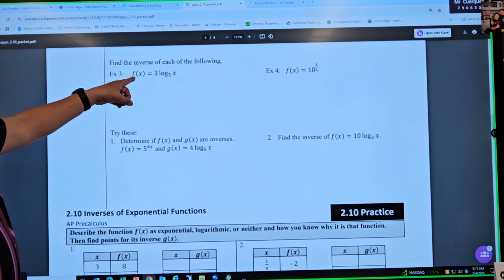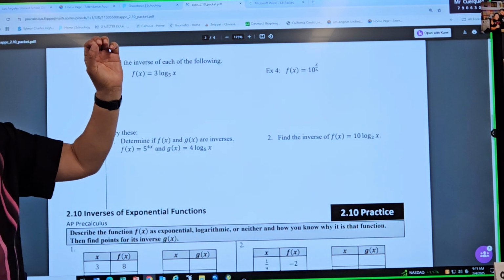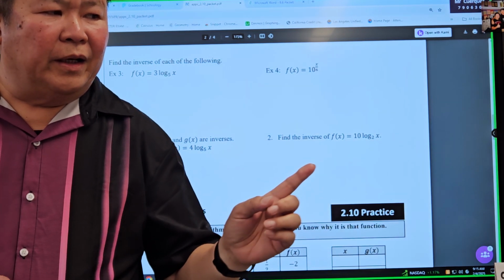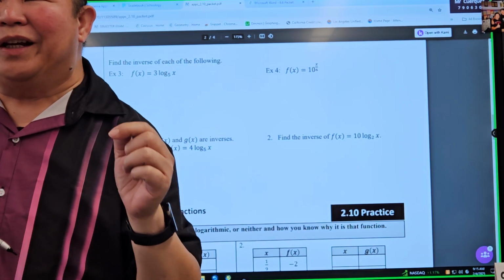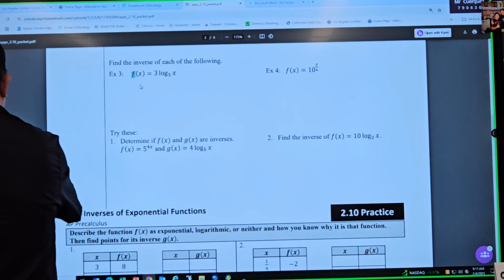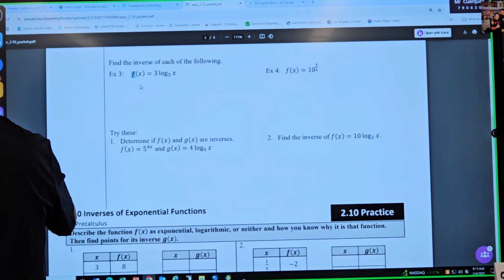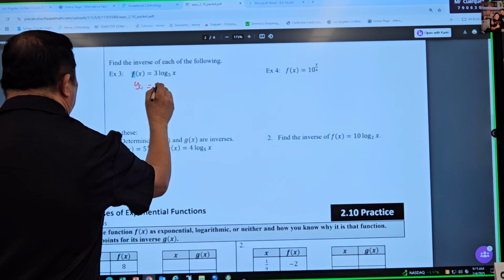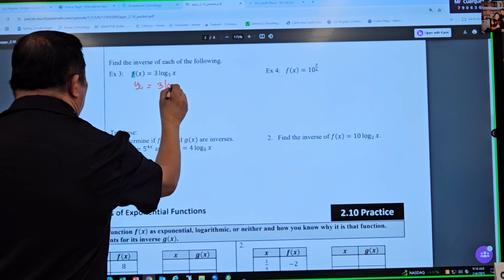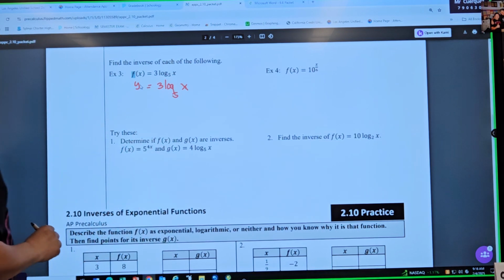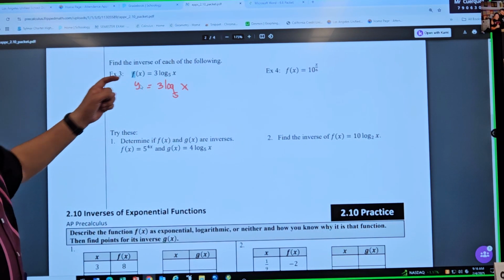So what we do with f of x, we are rewriting what is f of x equivalent to. What do you mean by this? This is now the y, right? So this is the y. So f of x is written as y. Then 3 log of x base 5. That's the first thing that we do. We are rewriting the f of x into y.